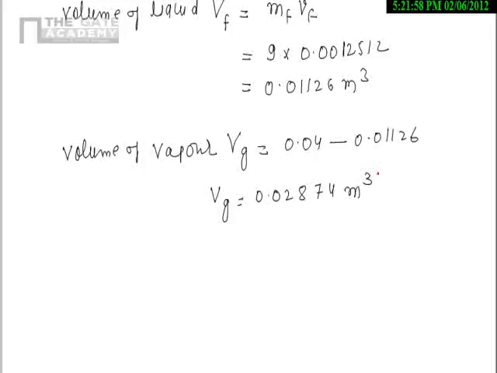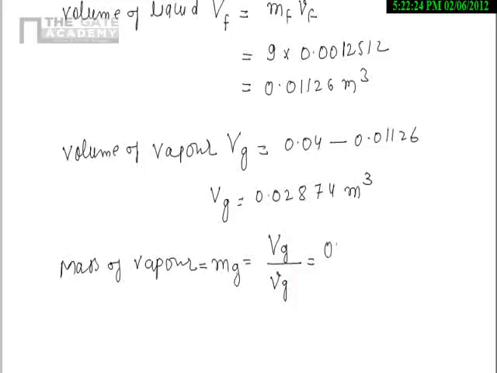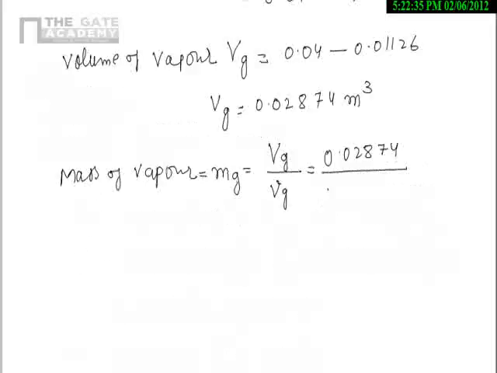Now we can easily get the mass of the vapor. Because mass of the liquid we are having, mass of the vapor, let's say mg, you can find out: that is volume of the vapor divided by specific volume of the vapor. So volume of the vapor we have 0.02874, and the specific volume we are having in the table, that is vg, 0.05013. So the mass of the vapor we will get 0.575 kg.